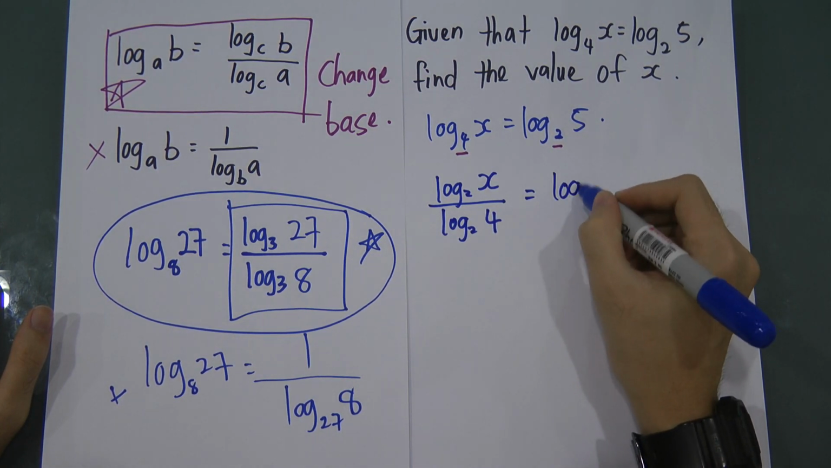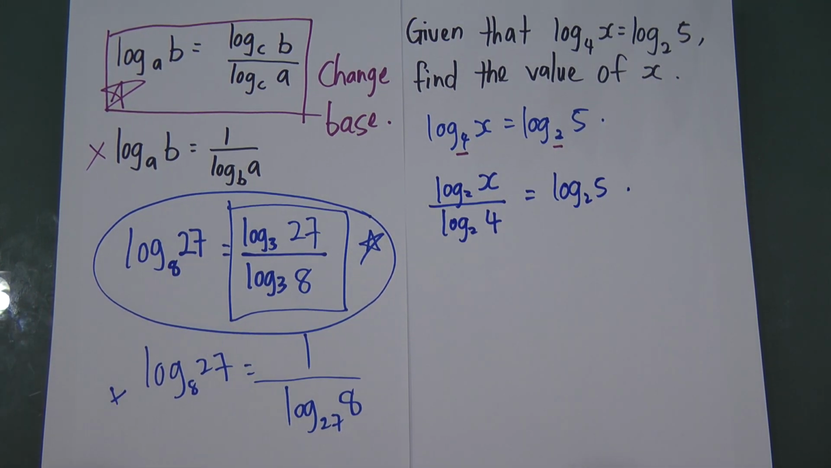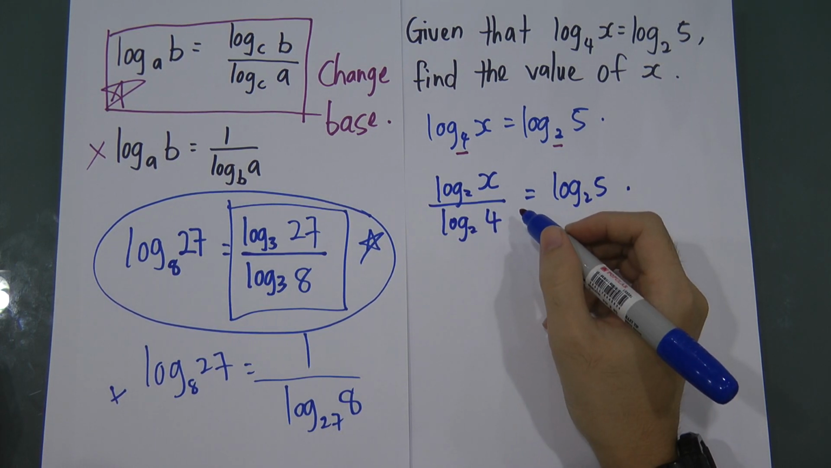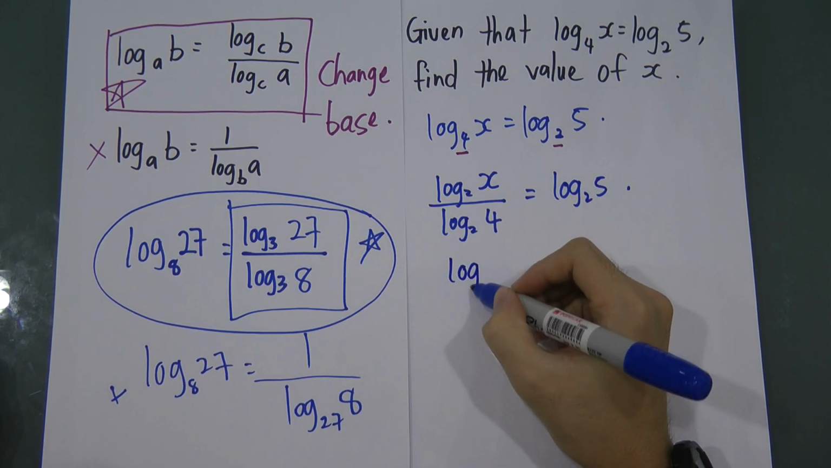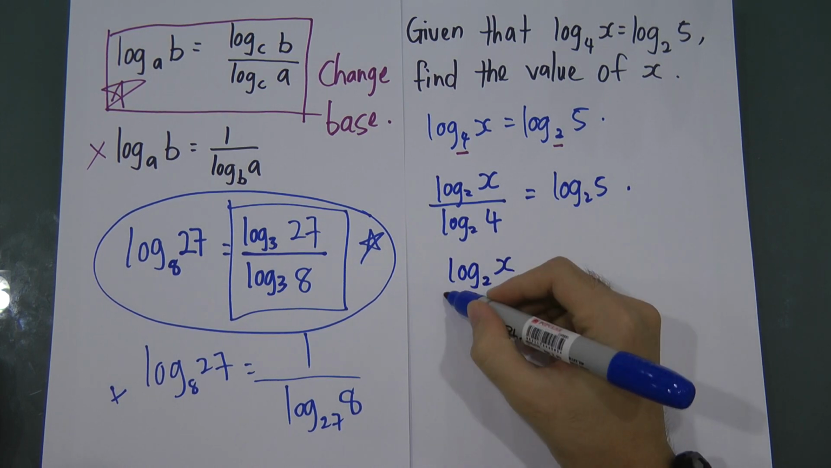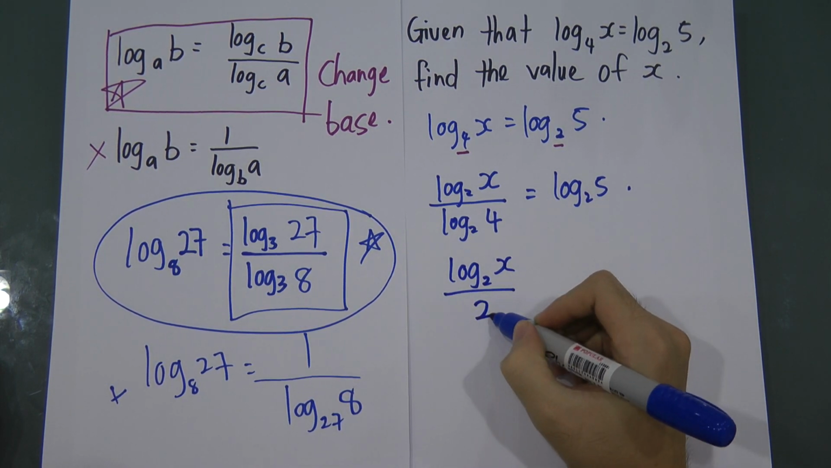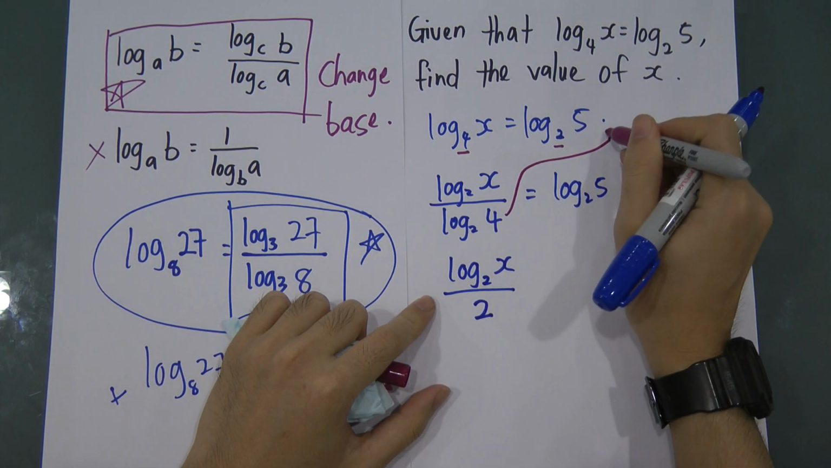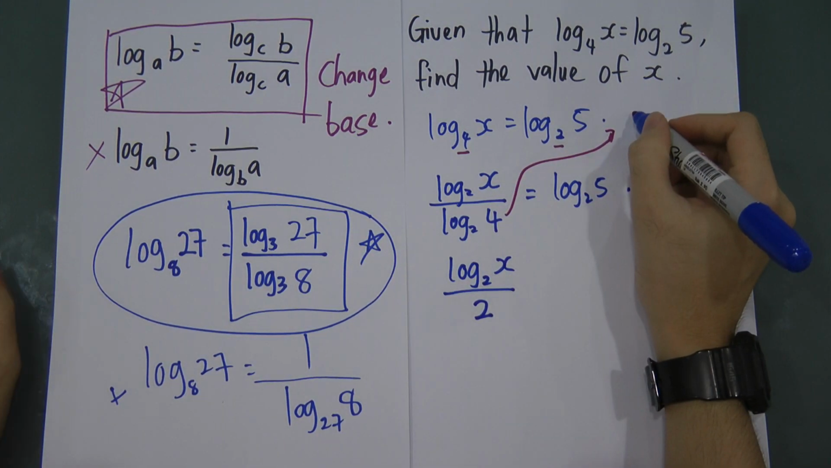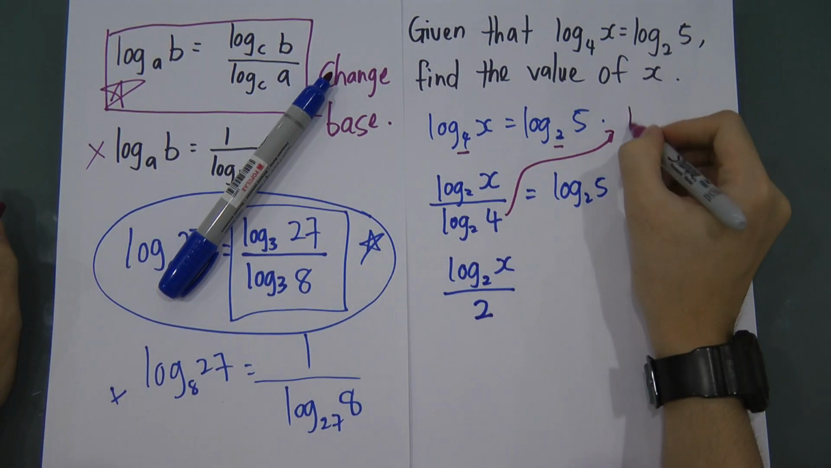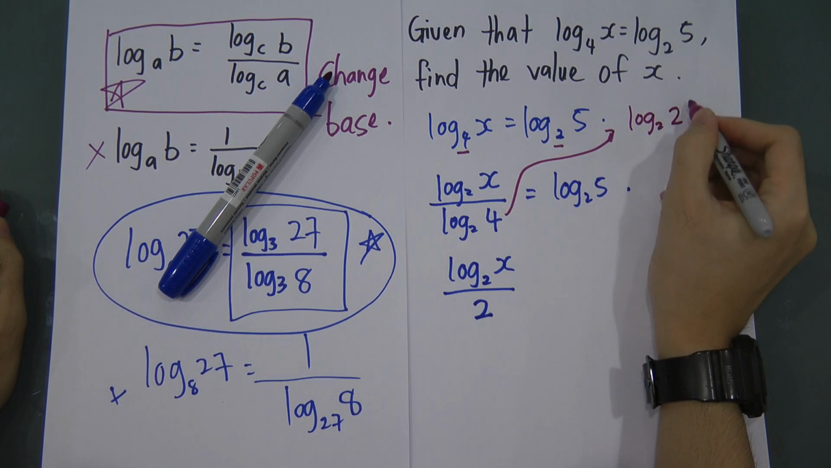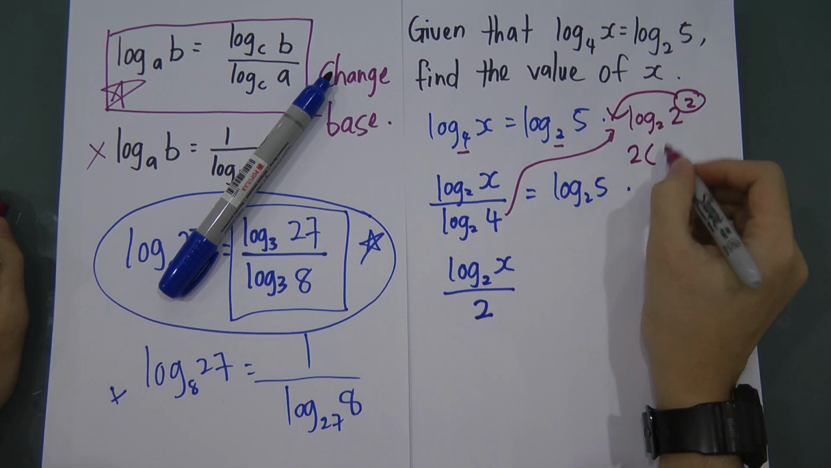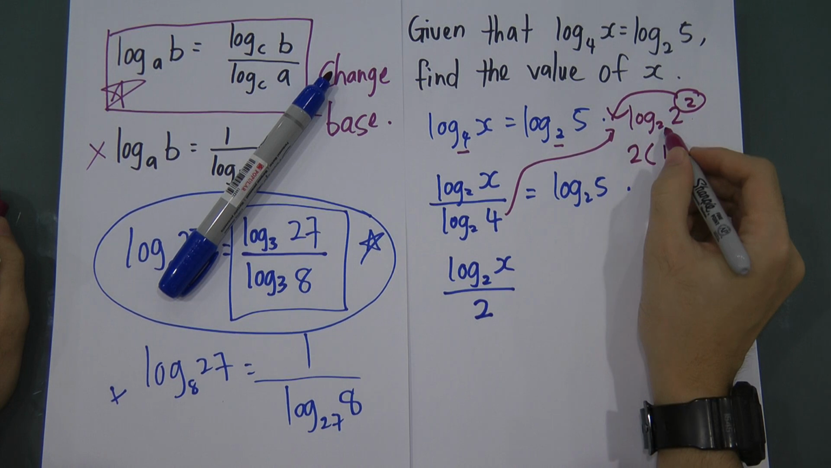So now this is log base 2 of 5. Then, very simple, 4 is 2 to the power of 2, right? So I will get log base 2 of x over 2. How do I know it's 2? If I expand this one, I use a different marker just not to confuse you. I got log base 2 of 2 to the power of 2, and then the 2 we can move in front. So we got 2 times log base 2 of 2, which equals 1, because log base a of a equals 1.